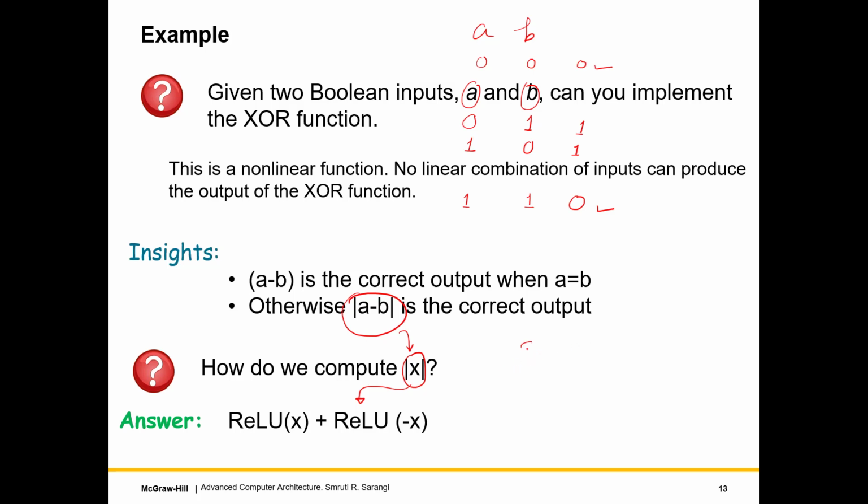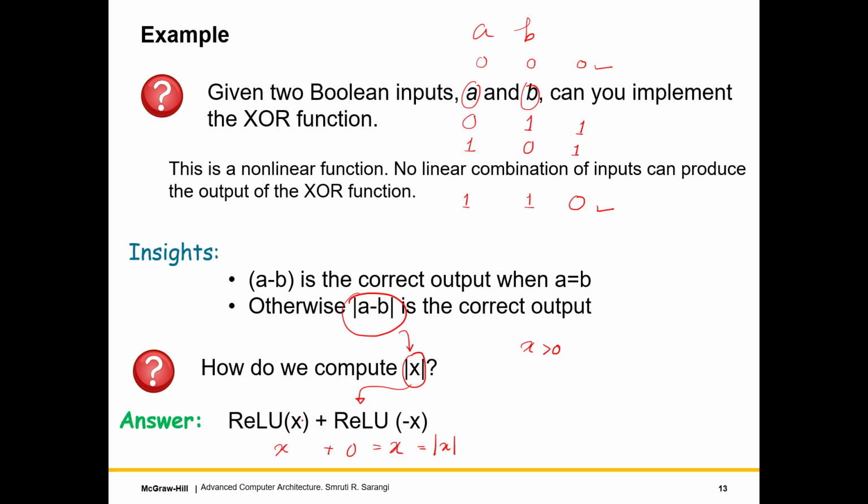So assume that x is positive. This is a general case for all positive numbers. In this case, ReLU of x will basically be equal to x because x is positive, and ReLU of minus x will be 0. So the result is x, which is the same as the absolute value of x.